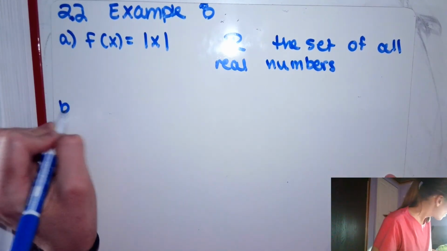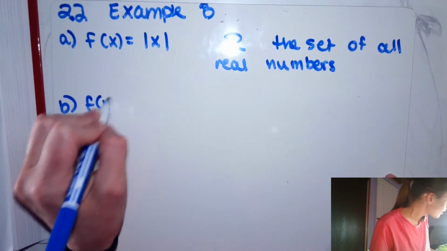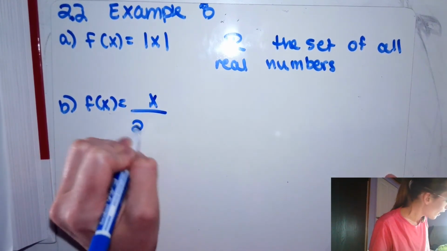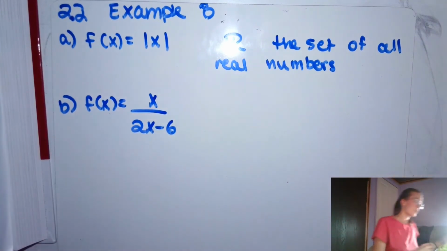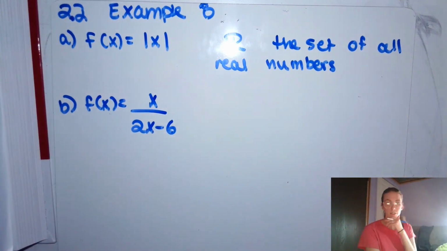Okay, now for part B, we've got f of x equals x divided by 2x minus 6. So this is a little bit different, and we're again finding the domain of f. So we have to ask, are there any values where, when we plug in for x, the output will be invalid? So are there any values that we could plug in for x where you'll get a weird result? Well, actually, there are.